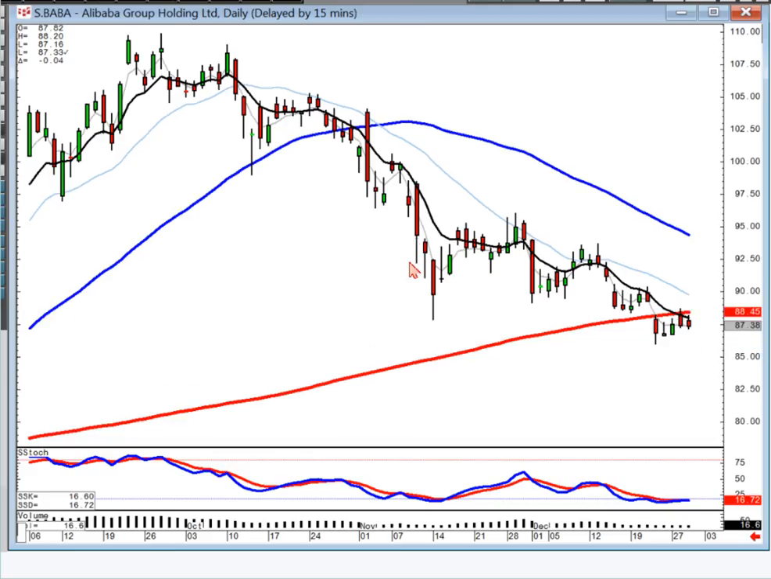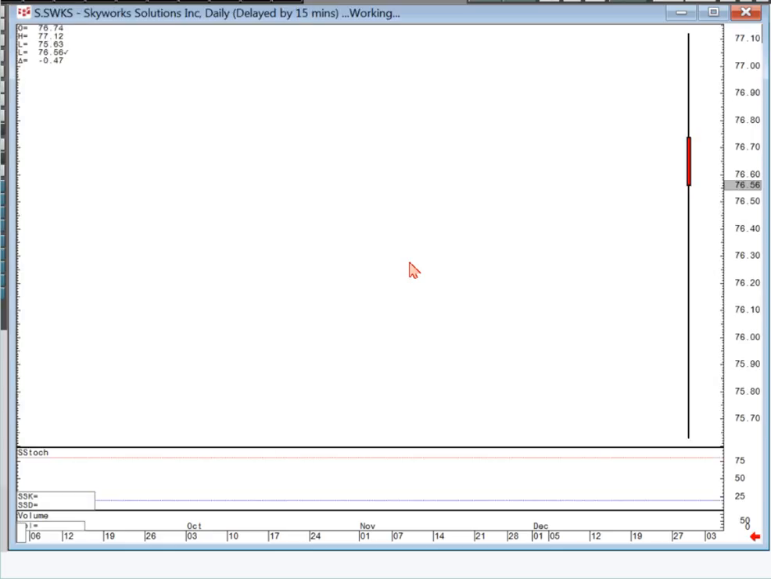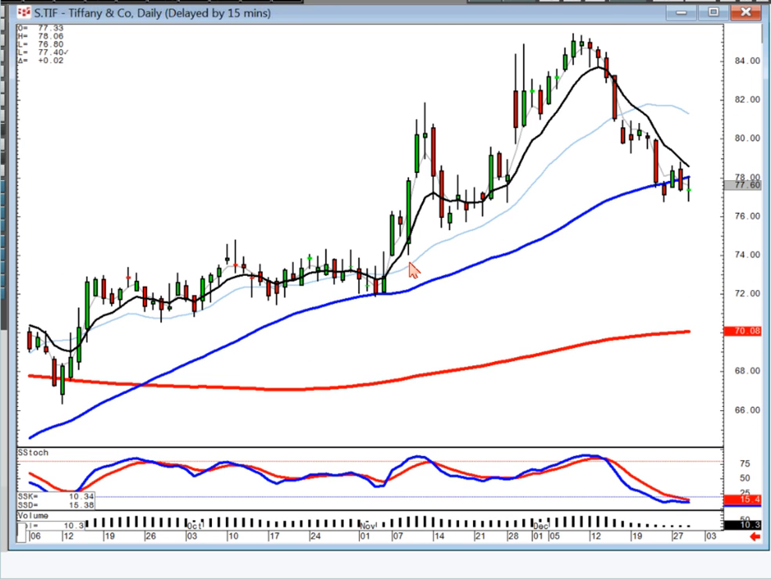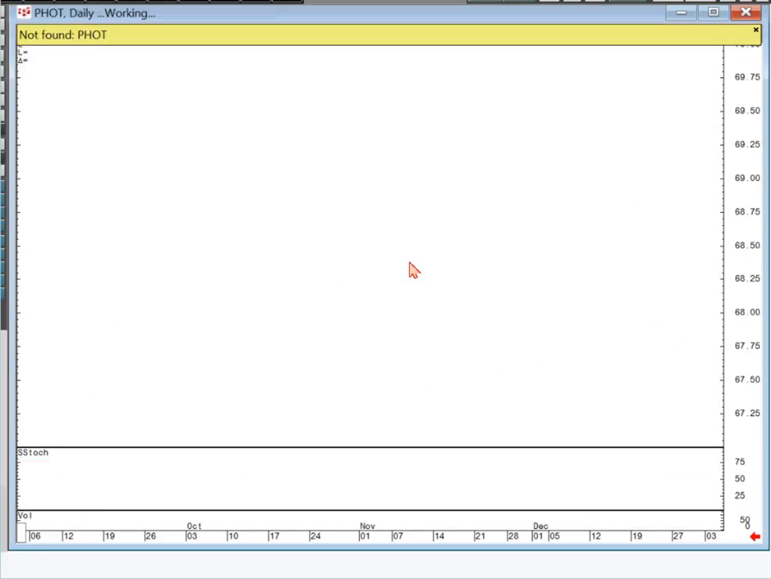Baba, nothing here. If you're short, you stay short. Skyworks, nothing. Absolutely sideways. Tiffany's, you stay short. You're in the oversold area, so put your protective stop just above the 50, above today's high. It shouldn't come back up through there. I don't know whether we're going to be able to get this one. No, it won't come up on this service.